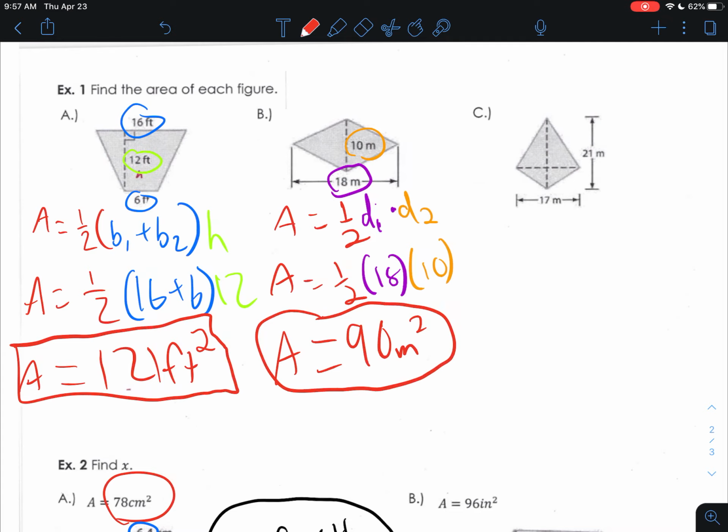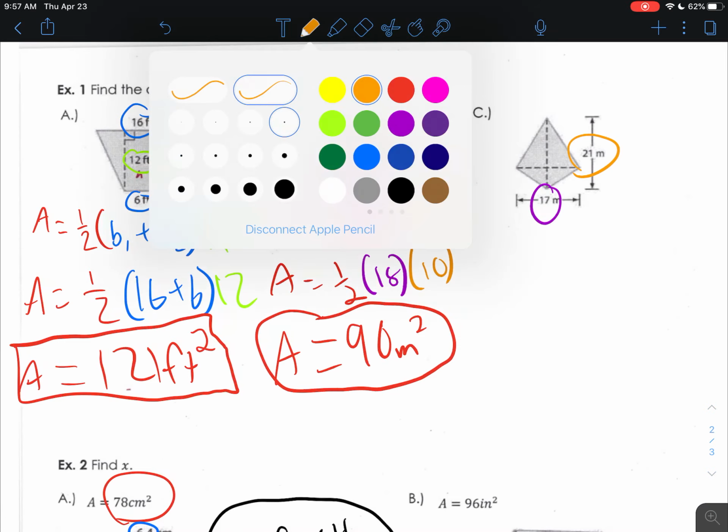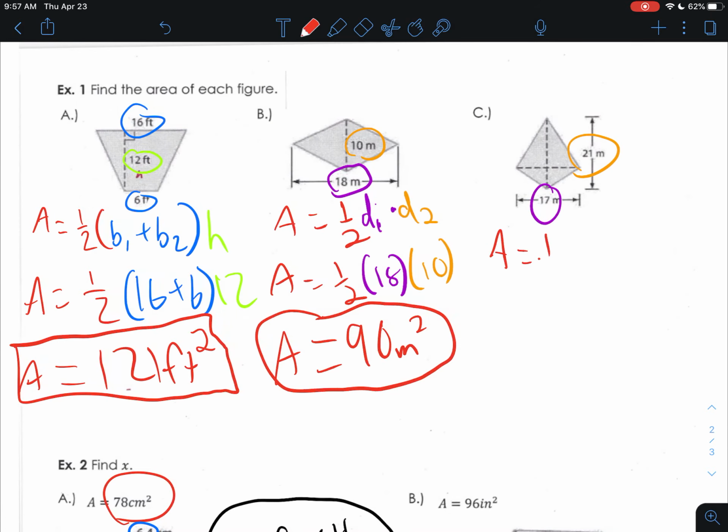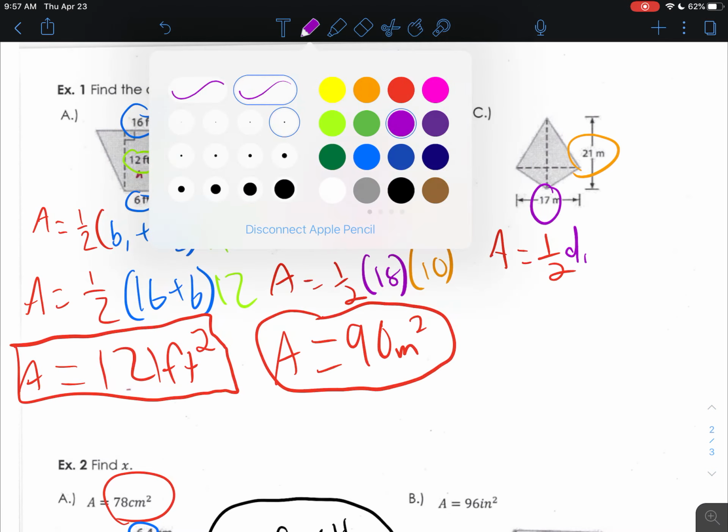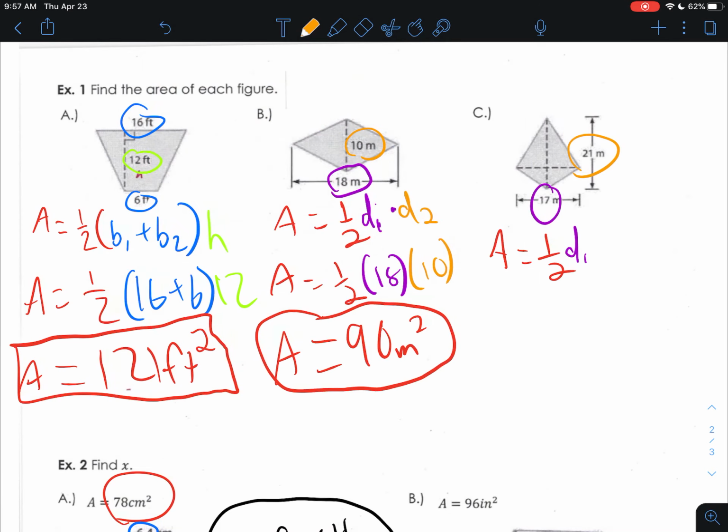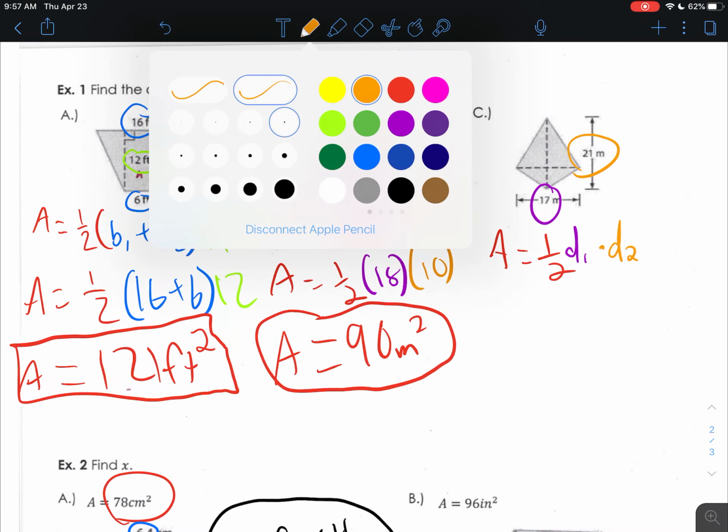Next, work with example C. So I'm going to circle in the appropriate colors. And I'm going to rewrite the formula now. A equals 1/2 diagonal 1 times diagonal 2. And it really doesn't matter which diagonal you pick, as long as you include both.